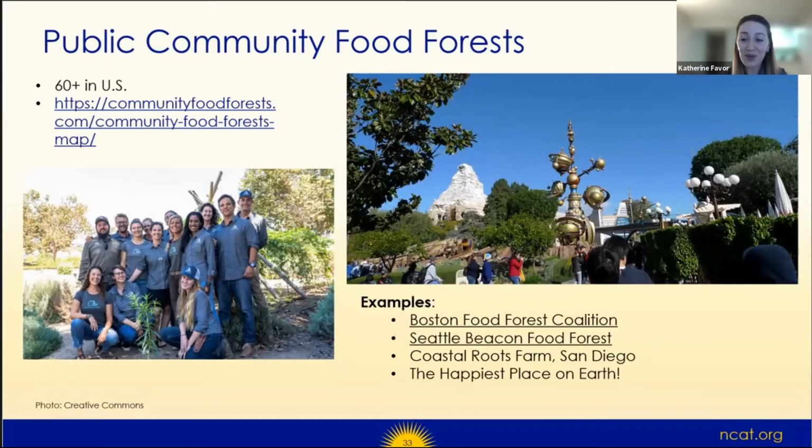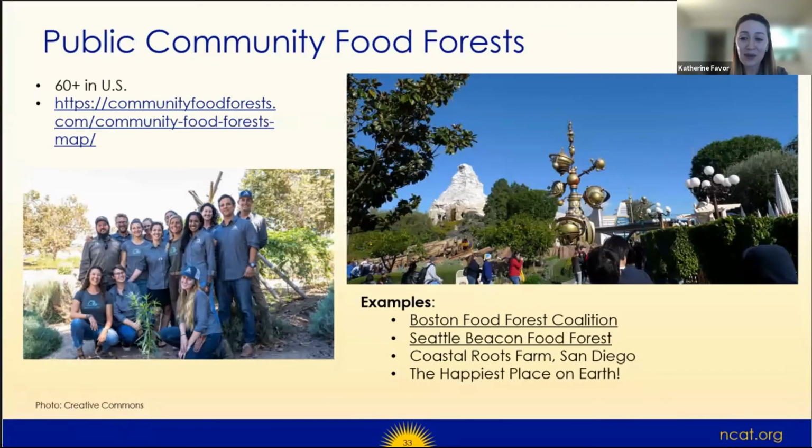So talking about community engagement in urban agroforestry systems, I do want to touch just on public food forests, which are engaging communities on a whole other level. There are a lot of public urban agroforestry food forests in the US. There are more than 60 to date. And this map right here is a map of all of them. So you can go visit them if you want.